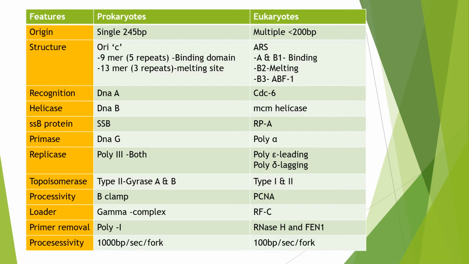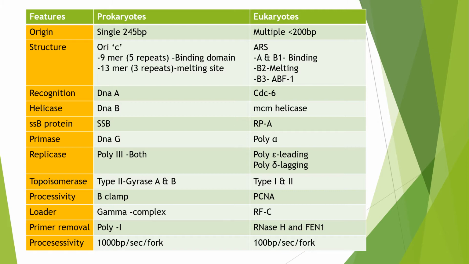When we see the structure of origin of replication, it is called the ORIC site, particularly in E. coli, and it is made up of two different structures. One is a 9-mer sequence which is repeated 5 times and that forms the binding domain, and the other region is of 13 base pair sites and it is repeated 3 times. From this region, the actual melting or the opening of the two DNA strands starts.